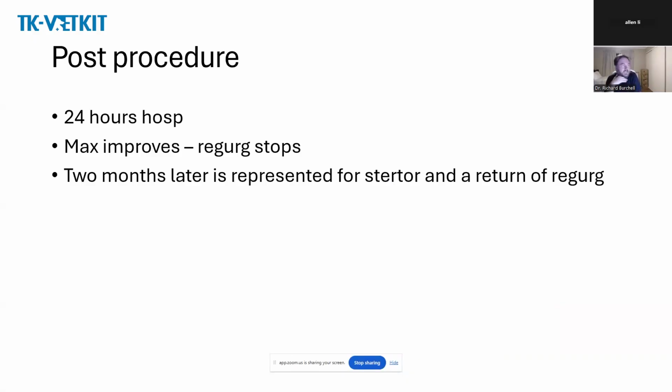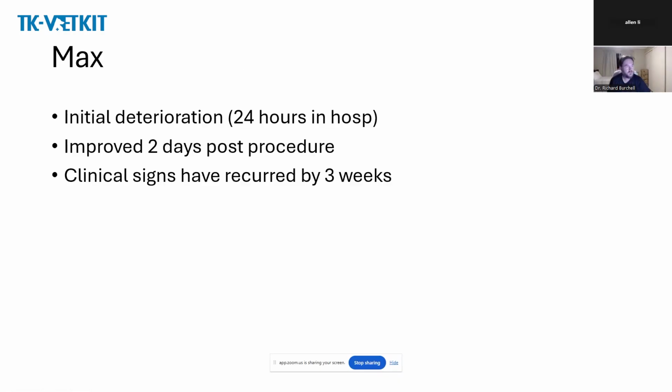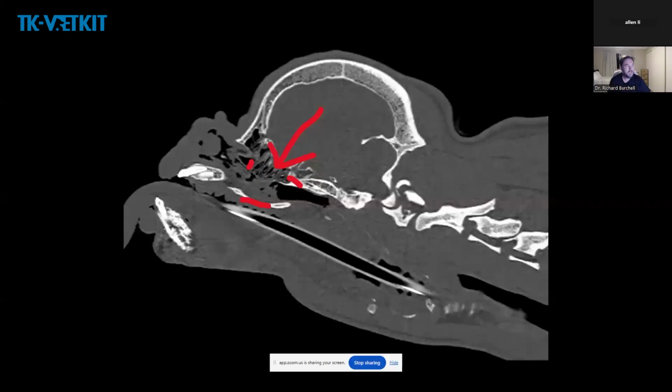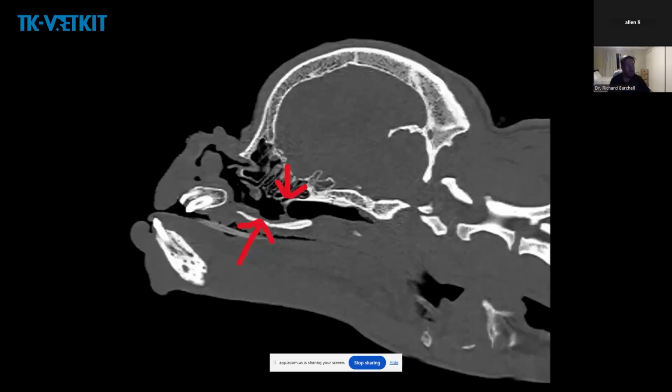And then once again, he was in hospital for 24 hours. And then after recovery, he improved, and his regurgitation had stopped, and he was markedly improved. But he presented about 2 months later again with stertor and regurgitation. Now what we found was, if you compare this, I'll go back to the previous image. If you remember, he had all of that abnormal tissue sitting in the choana. Now that tissue was all gone, and what we had was a small stricture, a simple band of tissue.